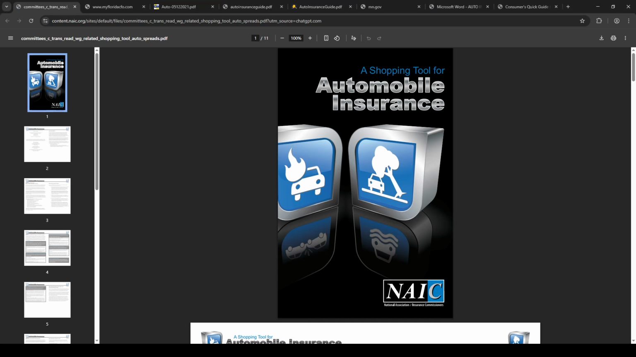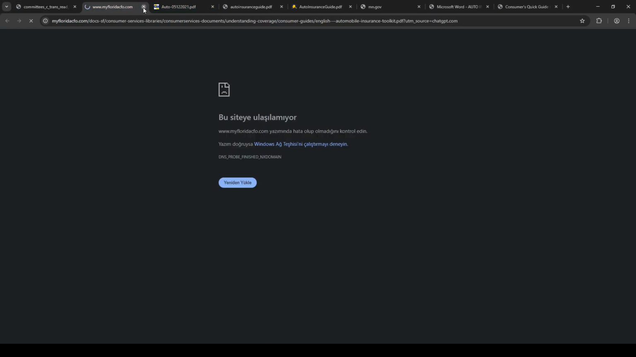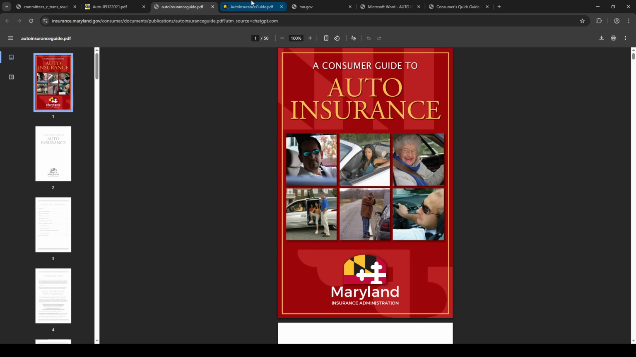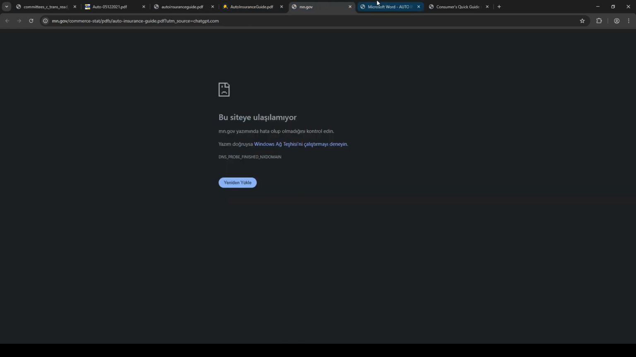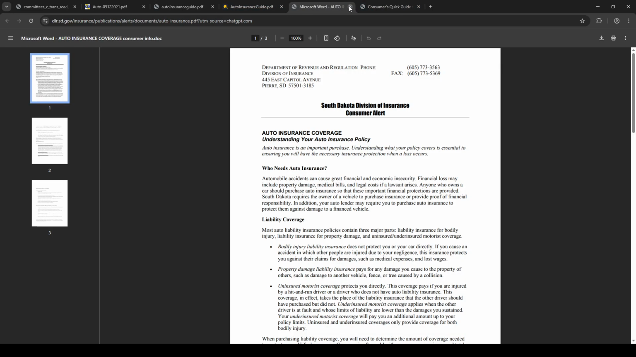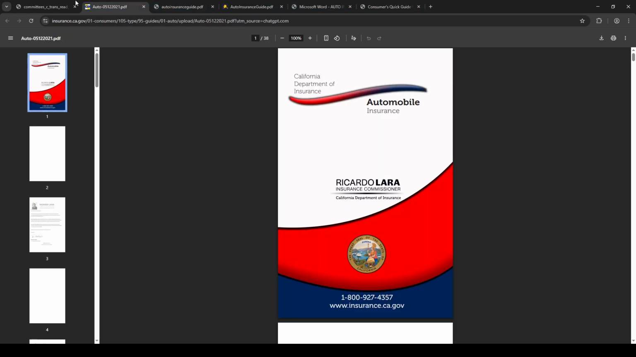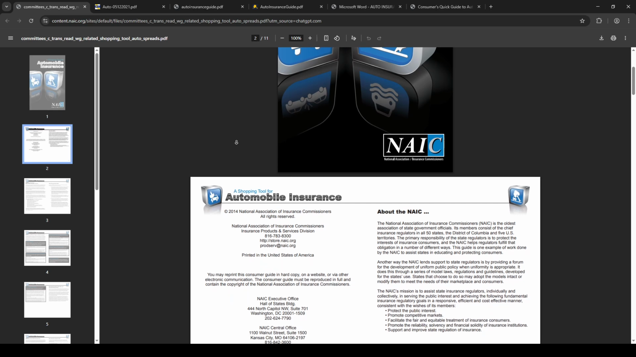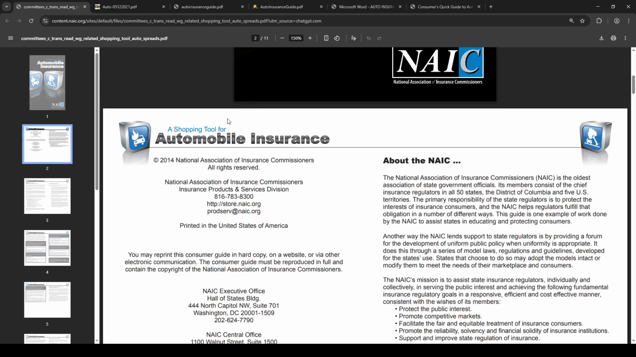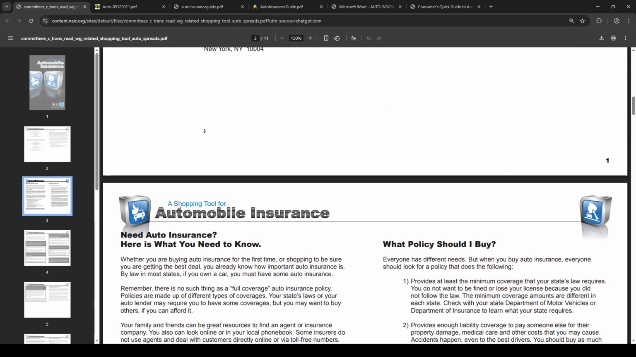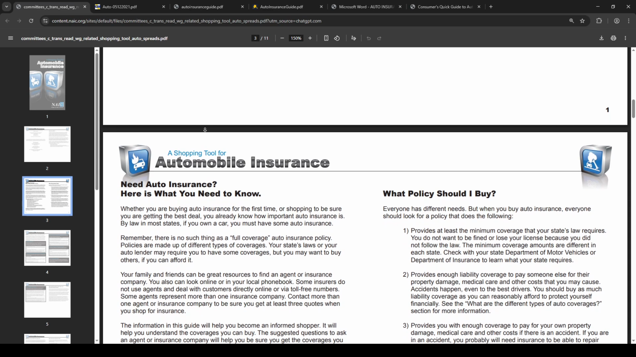If you have ever looked at your policy and seen numbers like 100, 300, you are looking at liability limits, most commonly bodily injury liability. And those numbers matter a lot because they determine how much your insurer will pay if you cause a crash and someone else is hurt.